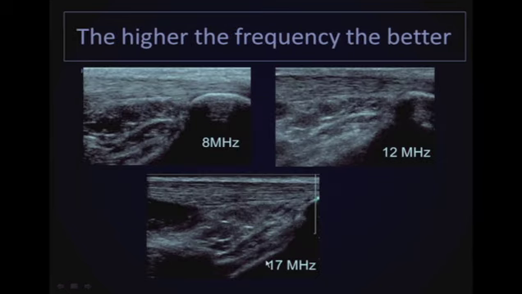Because the structures we are evaluating are very superficial, it is preferable to use a high-frequency transducer which has better resolution. Here is the Achilles tendon in the same patient using 3 different transducers. And as you can see, as we increase the frequency, we bring out the fine detail and the fine anatomy in this tendon. We see more of the echogenic fibrils, and it makes it easier for us to detect when there is a loss or change in the internal architecture.